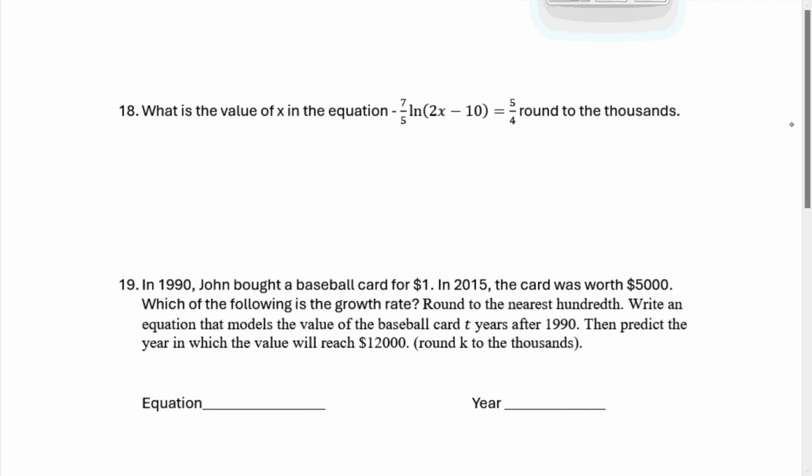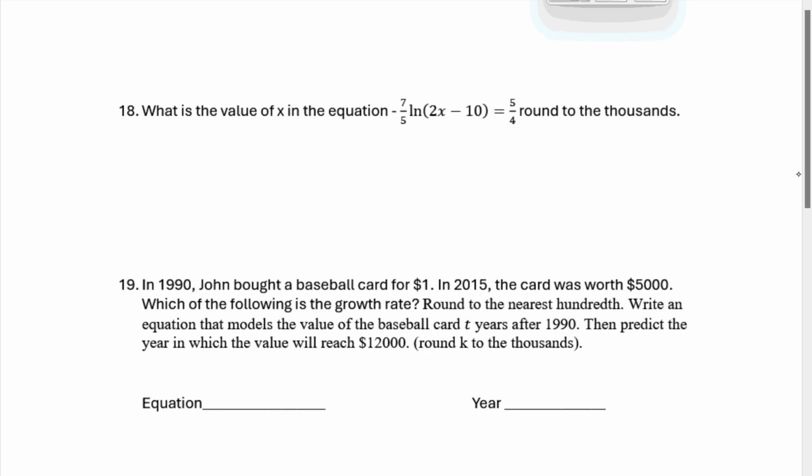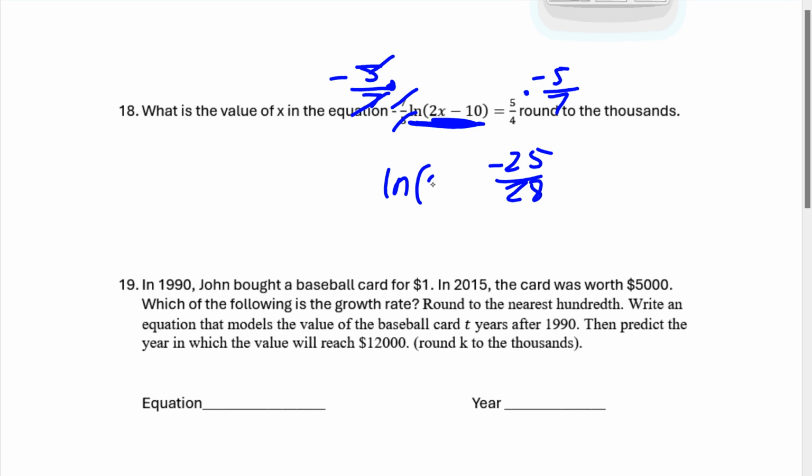These last three are kind of the same, or I guess 18 is a little bit different. Okay, solving this one, just like that one problem, we had to get the log by itself, so I want to get the ln by itself. So I want to multiply by -5 on both sides and divide by 7 on both sides, which is really multiplying by the reciprocal, right? The 5s are going to cancel out, the 7s would cancel out, however you want to deal with it. So that's going to be -25 over 28 equals ln of 2x minus 10. Ln of 2x minus 10, not 20.